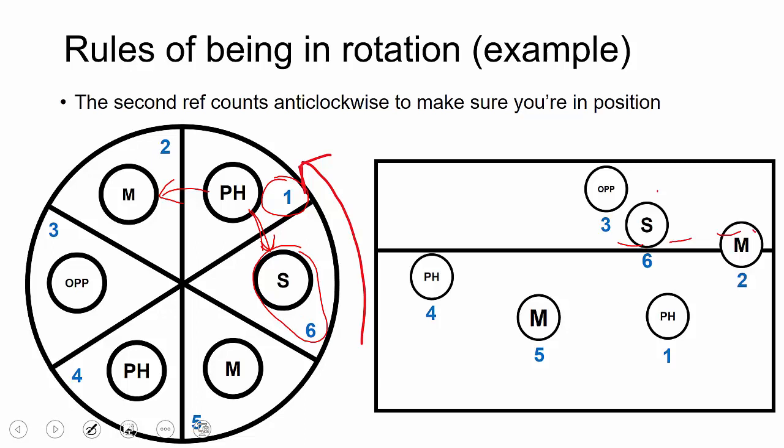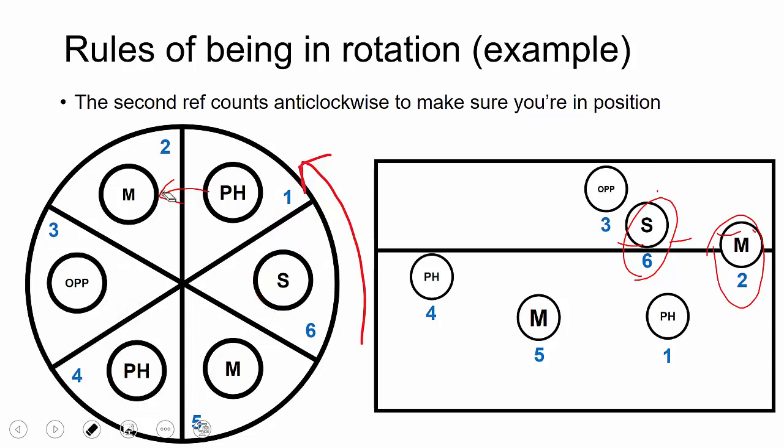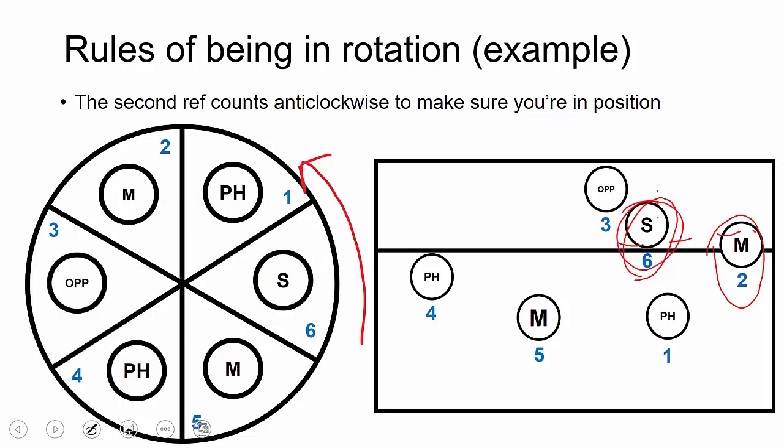Is that not illegal because the backcourt player, position six, is in front of a frontcourt player, position five? So that's what I was saying earlier. When we're talking about rotations, if we're looking at the setter here, all we care about is who's to the left and to the right, or vice versa. So we don't care about who's in these two positions here.